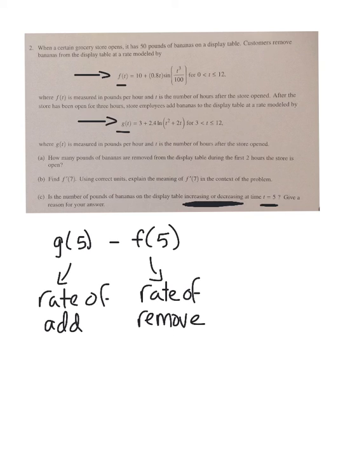Now you have a calculator, so you already have your F equation, I think, in your Y1, right? So just put your G equation in your Y2. And then in your home screen, do G of 5 minus F of 5. Okay, so take a minute, pause me, and get that.